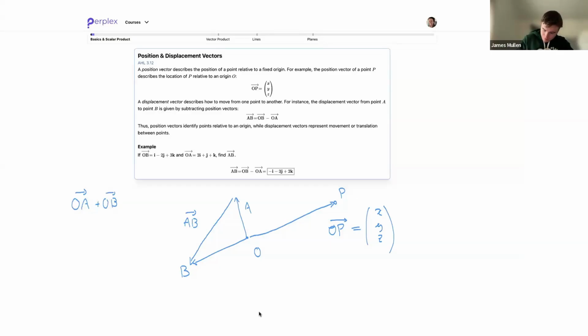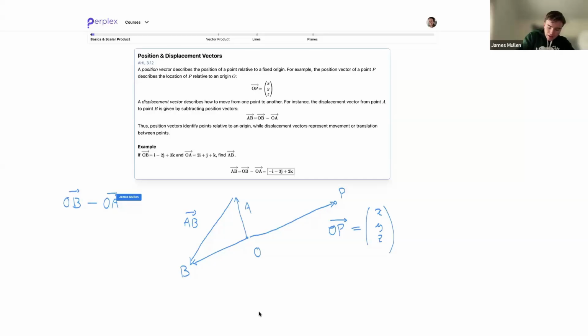It's OB minus OA. Yeah, sorry, I have to do a subtraction. To imagine the arrow that took me from A to B, I imagine the arrow that took me from O to B, which is OB, and then the arrow that took me from O to A, and I subtract that out, so OA.